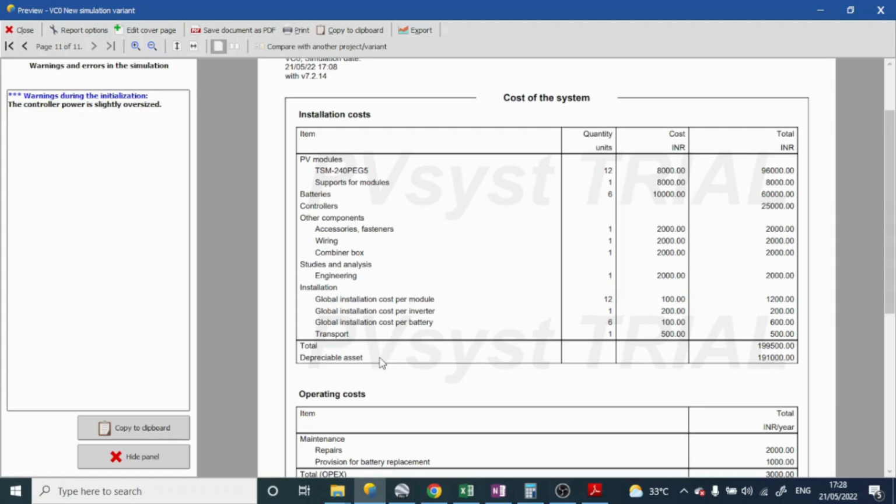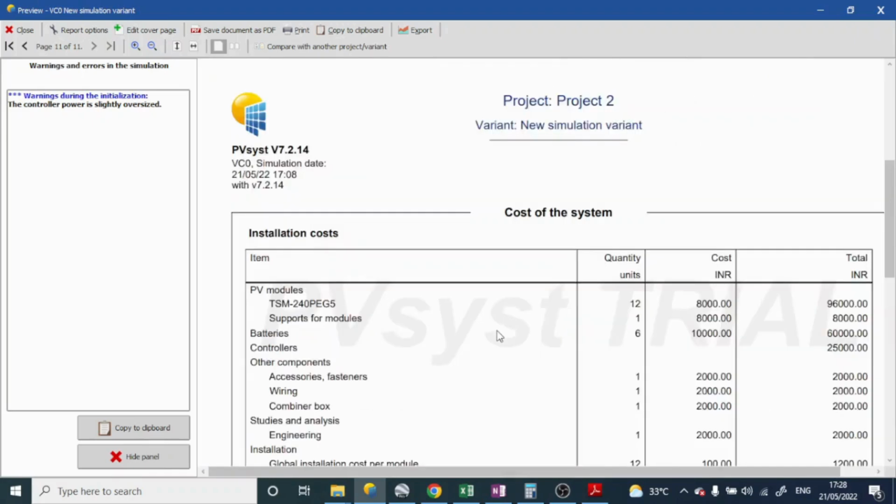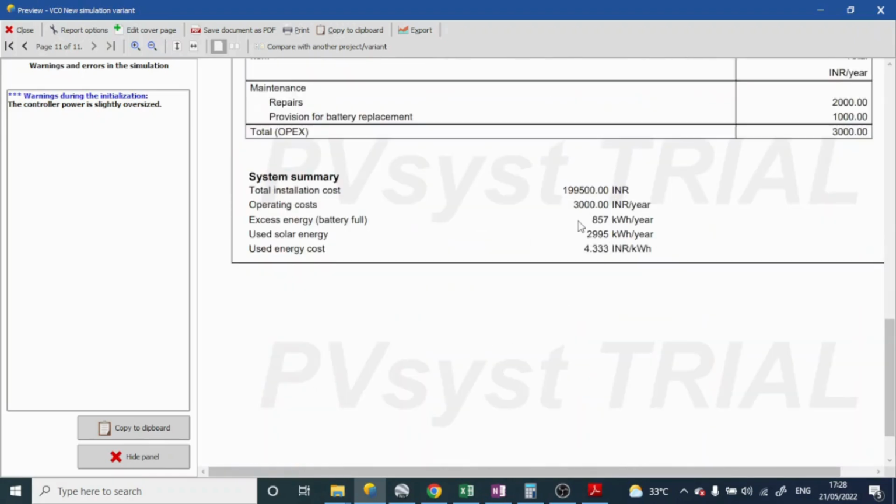If we are taking any benefit under accelerated depreciation, we have a depreciation benefit of 1,91,000. We can show the depreciated asset and we can take the tax holiday when we are preparing the final analysis sheet in the financial year also. We can take a benefit of the installation of the solar project. Then we have operating and maintenance charges of 3000. OPEX charges we can consider over here, and according to that we can analyze. Total installation cost is 1,99,000. Operating cost is 3000 per year.